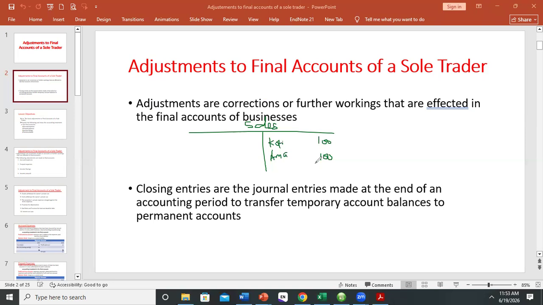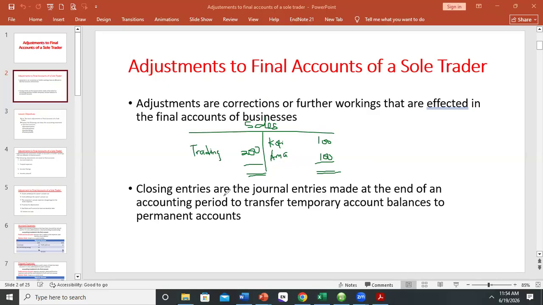Technically, at the end of the year, you need to pass a journal entry to transfer these balances to the trading account. So it no more becomes carry down, brought down, but transfer to what? The trading account, a total of 200. So the sales for the year is transferred into the trading account. And you do so by passing these closing journal entries.